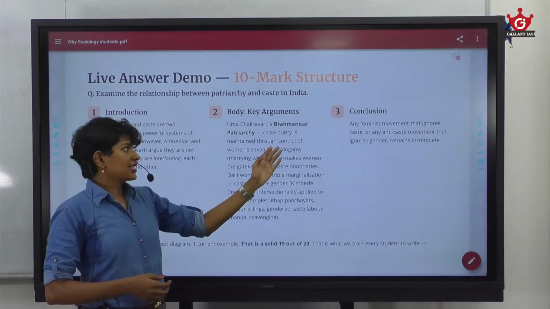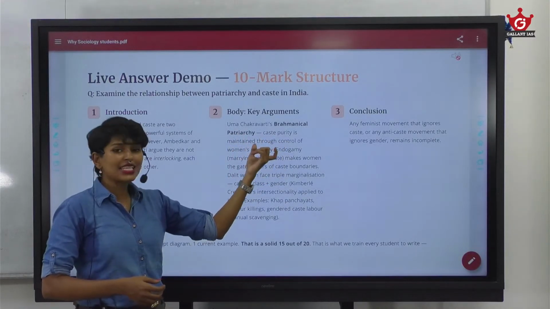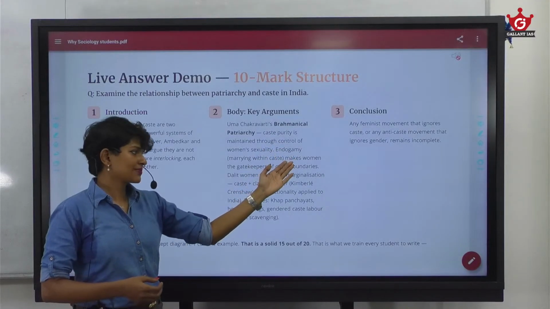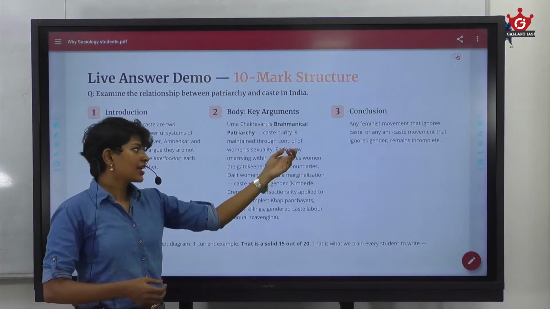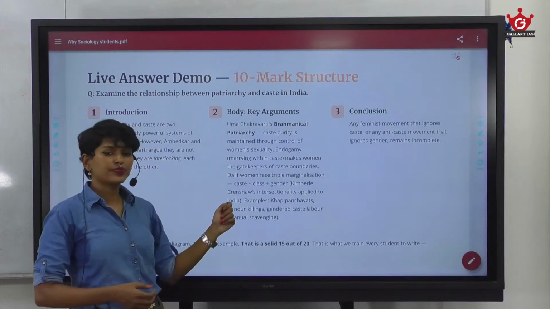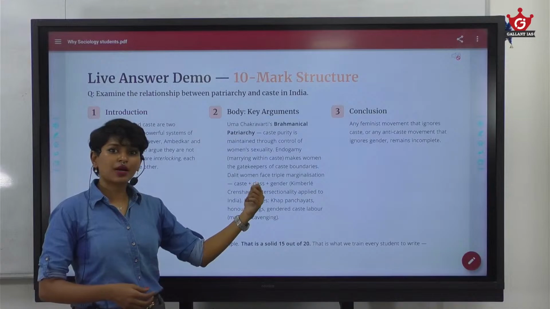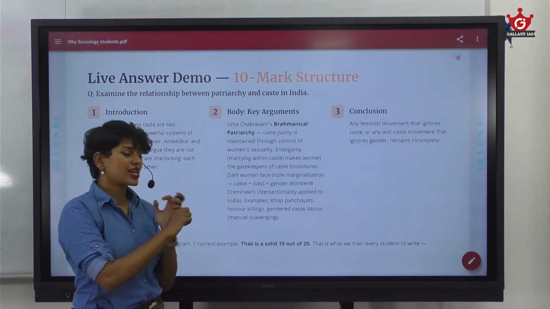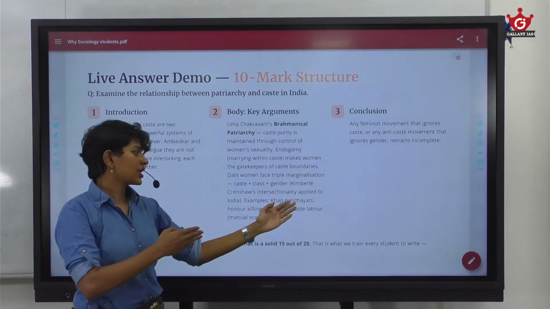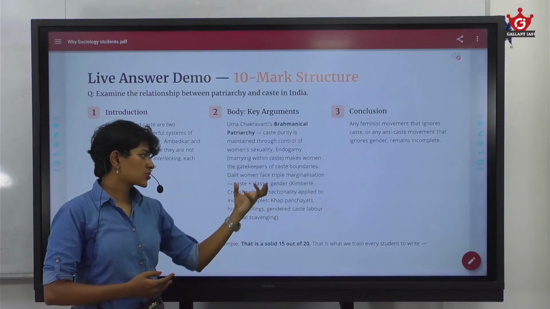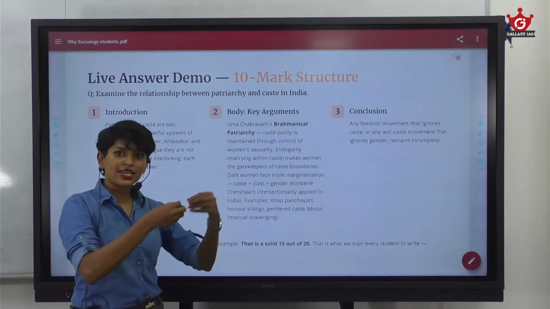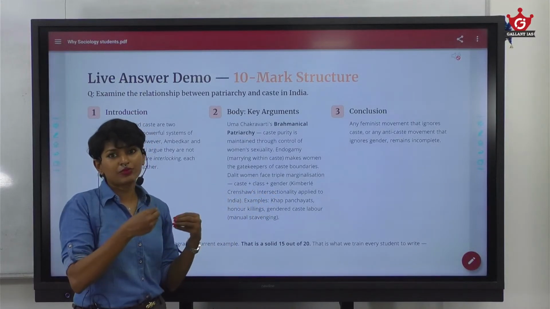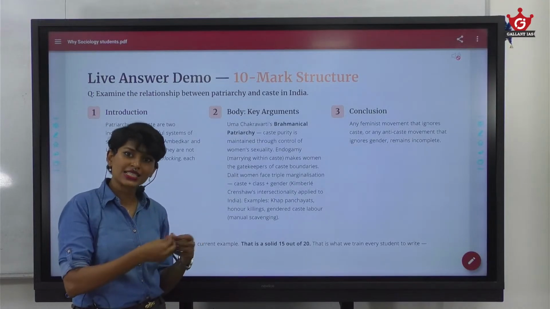Uma Chakravarti's Brahmanical patriarchy states caste purity is maintained through control of women's sexuality. And again I am bringing in a sociology term here, endogamy, that is marrying within caste makes women the gatekeepers of caste boundaries. Then I am bringing in the example of Dalit women. Dalit women face triple marginalization, that is caste, class, gender. Okay, and I've actually put another prominent name here who's talked about this intersectionality of different systems. Okay, I'm just showing as an example. I know you may not know the name and what it is, but I'm just showing an example how different thinkers, different perspectives, different ideas can be brought together.